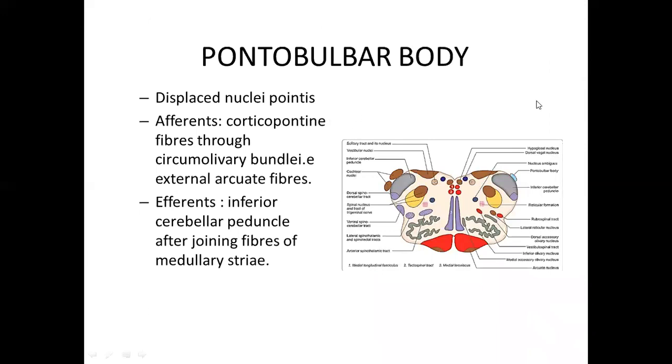Then the pontobulbar body. Now the pontobulbar body is present in the lateral part. So in the intermediate part, the most important part which was new over here was the inferior olivary nuclear complex, which I have discussed, right? Then there was the pontobulbar body, which was in the lateral part. This is also a displaced nuclei pontis, and the afferents are the corticopontine fibers coming from the arcuate nucleus as circumolivary fibers, right? They will again unite with the medullary stria fibers, and they will give their efferents to the inferior cerebellar peduncle.